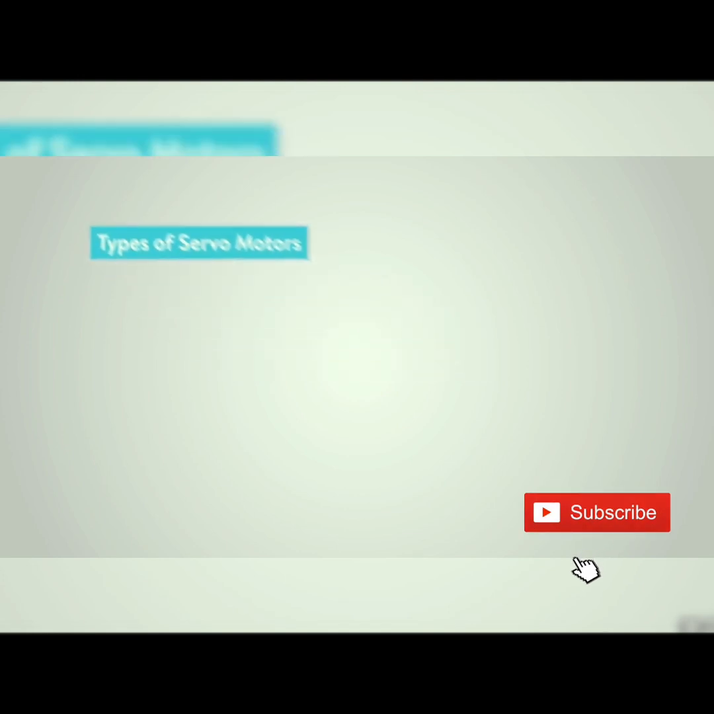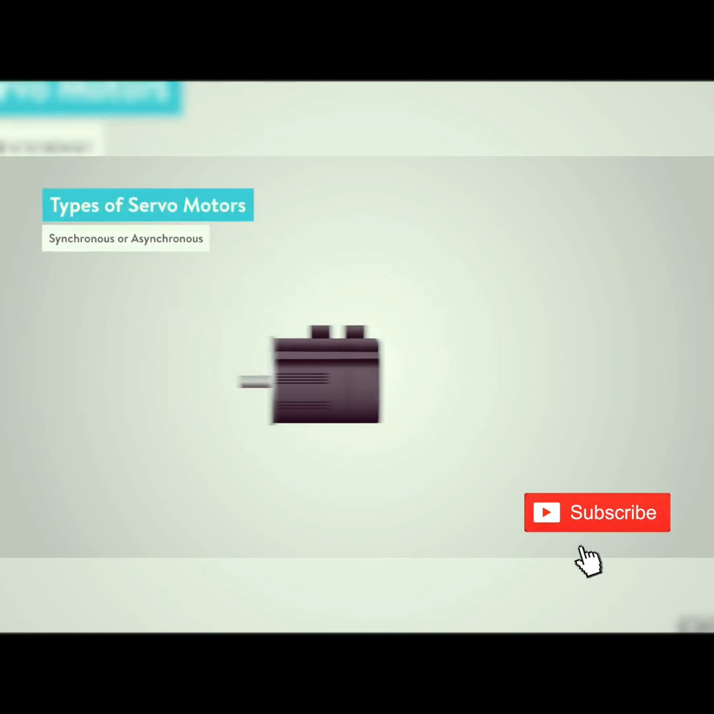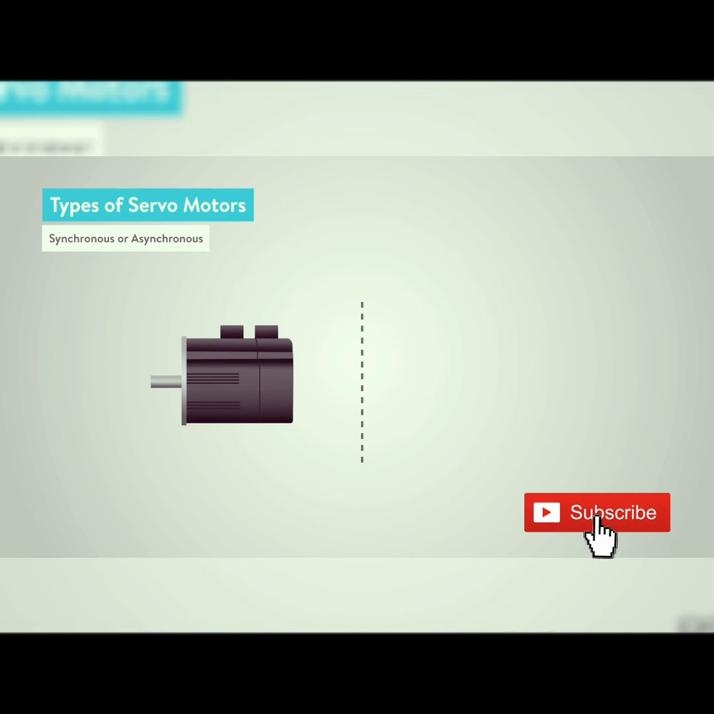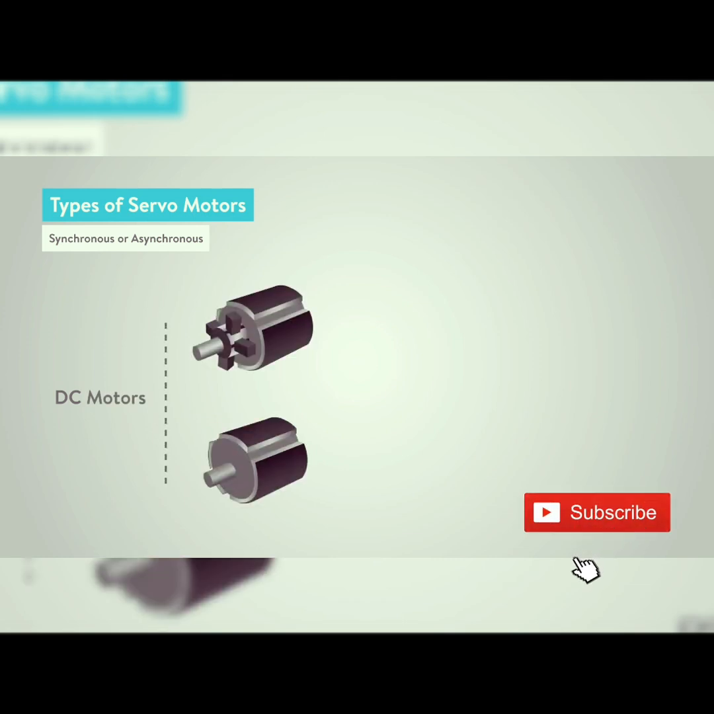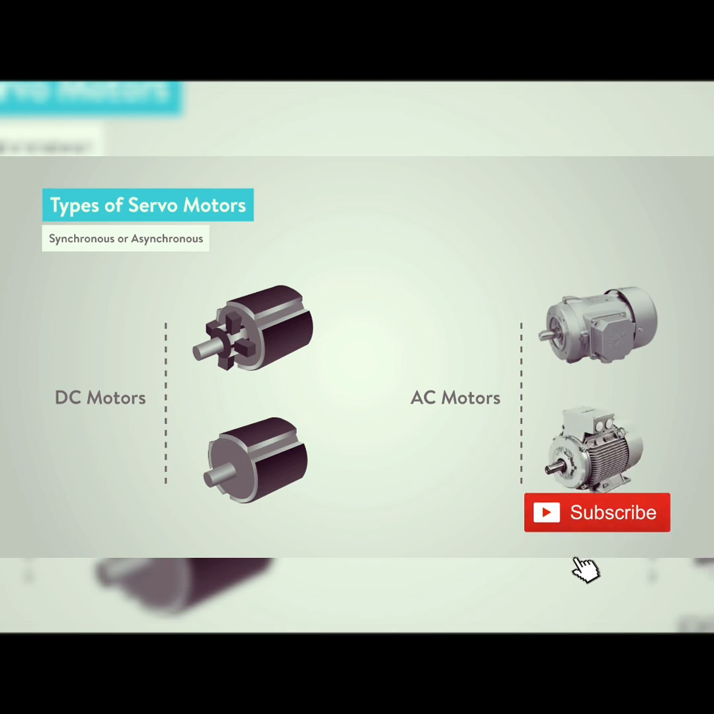And the final classification to consider is whether the servo motor application will use a synchronous or asynchronous rotating field. While DC motors are generally categorized as brushed or brushless, AC motors are more often differentiated by the speed of their rotating synchronous or asynchronous field.